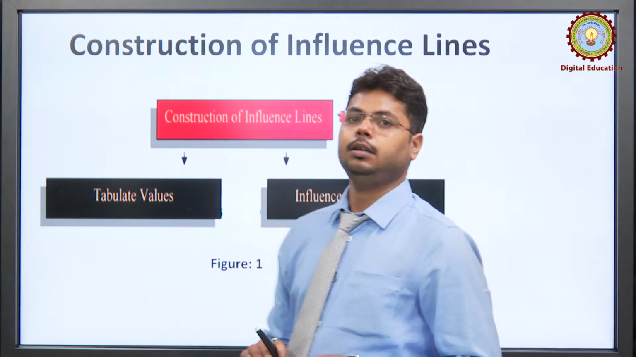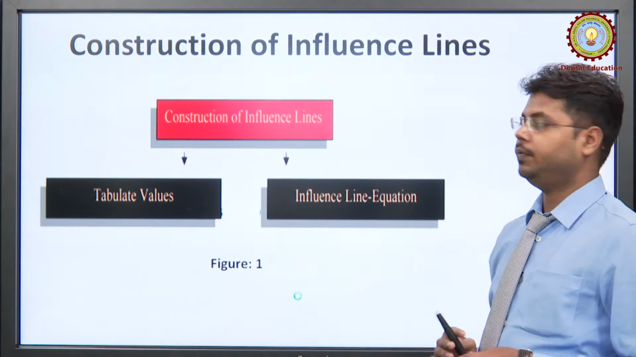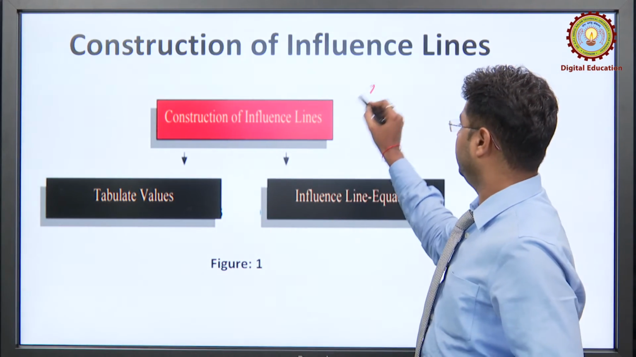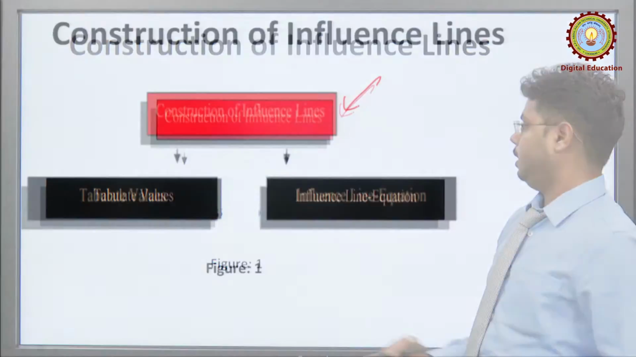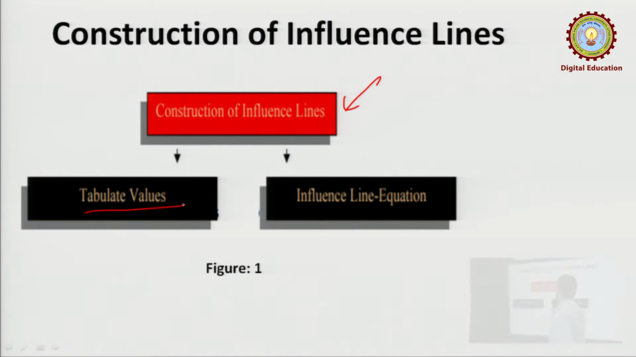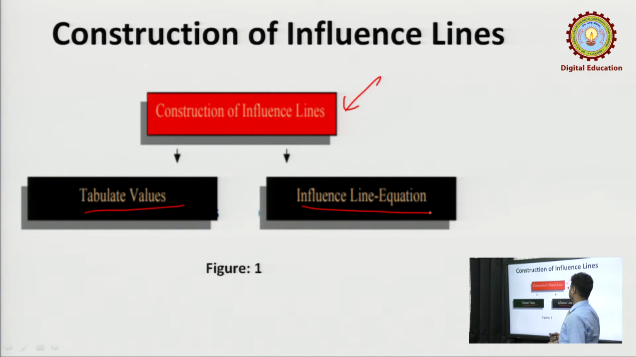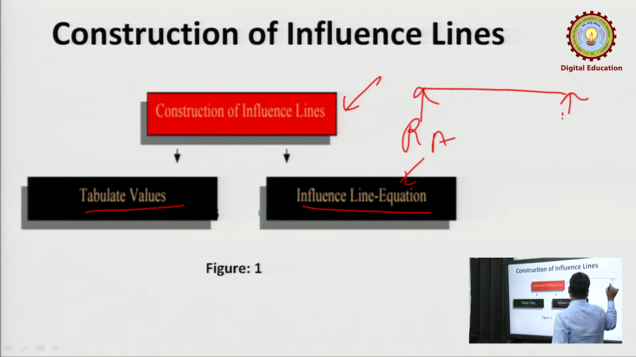In the last session, we discussed the construction of the influence line, tabulated values and influence line values. What were the influence line values? If we have a beam having two supports, how can we find an influence line diagram?